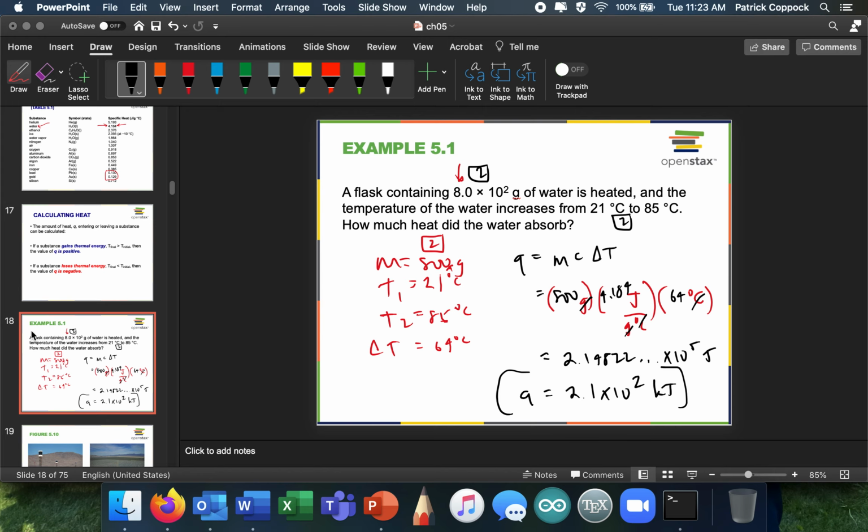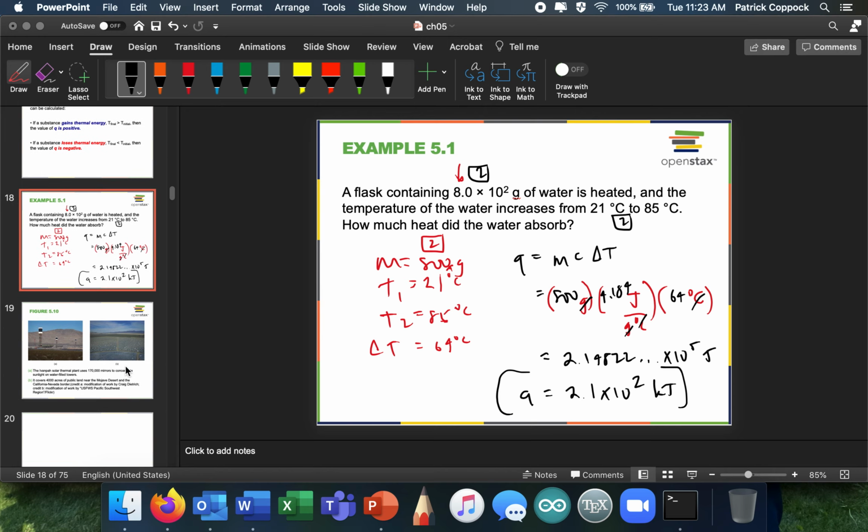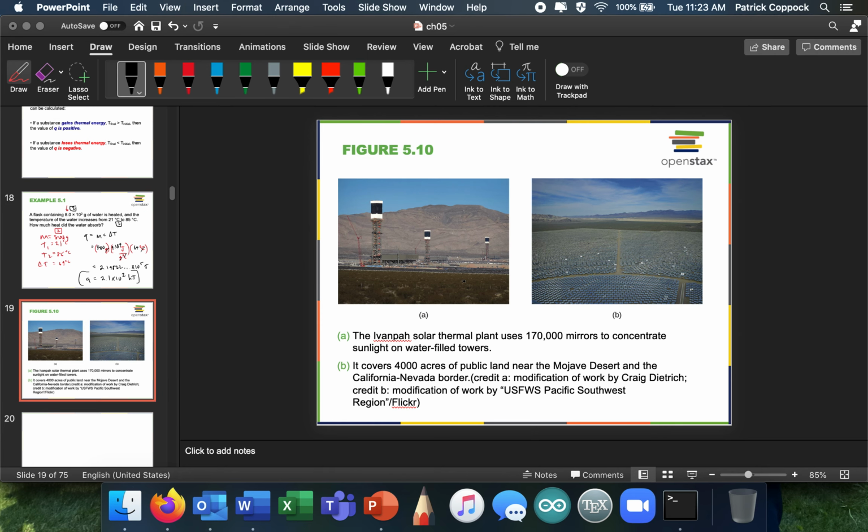Okay, probably should go check this in case I made a mistake, but I'm going to leave it like it is, and I'm going to finish this section out with a nice figure from our textbook, which shows a couple pictures of the Ivanpah solar thermal plant that uses 170,000 mirrors to concentrate sunlight on water-filled towers. Very cool. We're going to heat the water up by using these mirrors. It covers 4,000 acres of public land in the Mojave Desert, and it's a great example of how we can take sunlight and heat water and get energy from it.